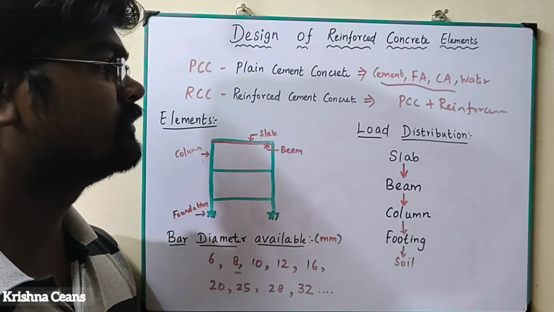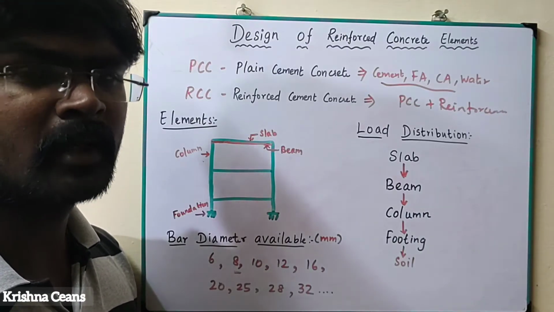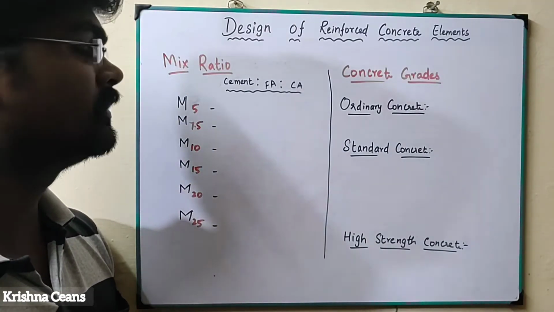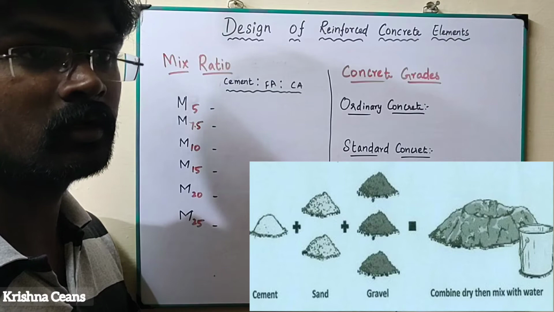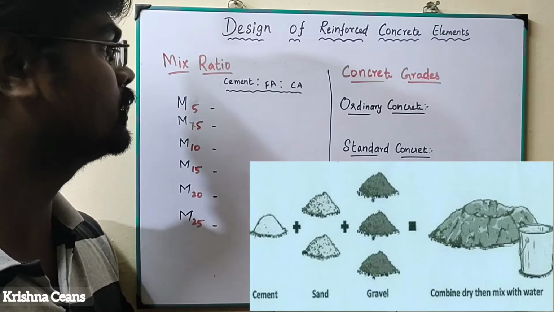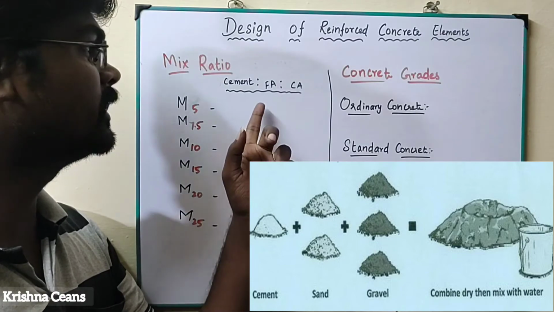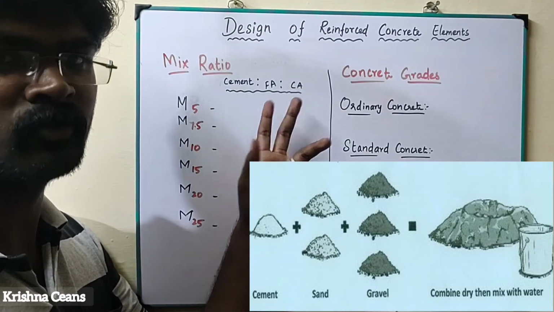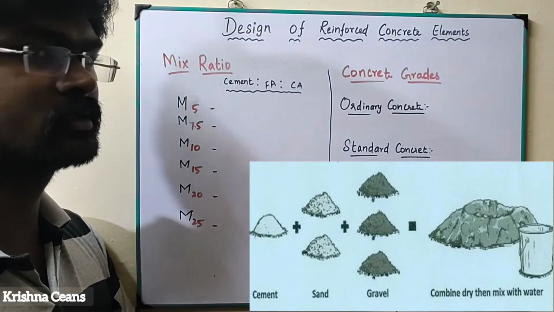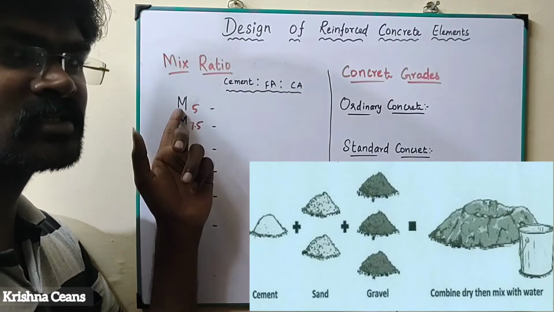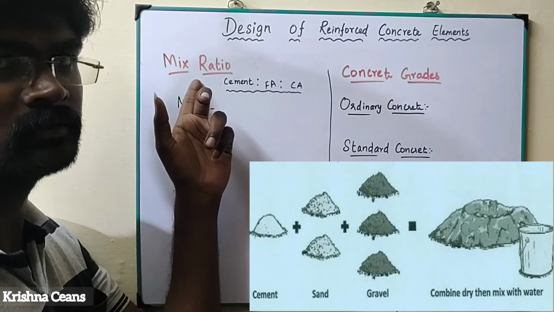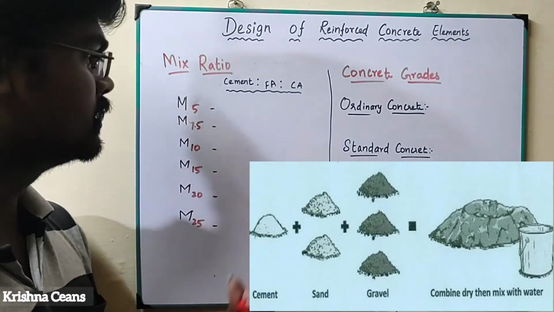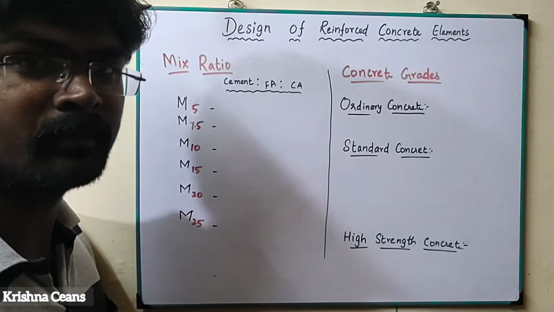Next we will discuss what is meant by mix ratio. In the mix ratio we calculate the proportion of the quantity of materials for making concrete, that is cement, fine aggregate and coarse aggregate. How much proportion we have to take for a concrete mix. Here we denote it as M. M is nothing but the mix proportion, whereas the number, denoted as 5, 7.5, 10, 15, 20, 25, is called the characteristic compressive strength.